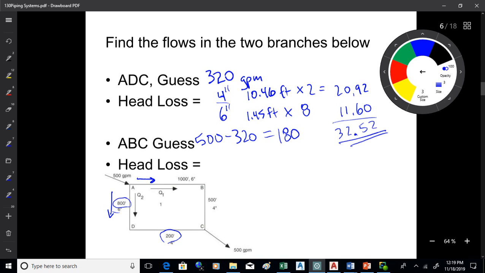So what I'm getting there is 320.52 feet of head loss. That's if it goes from A to D to C.